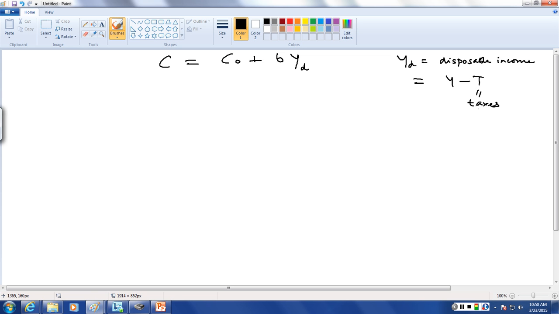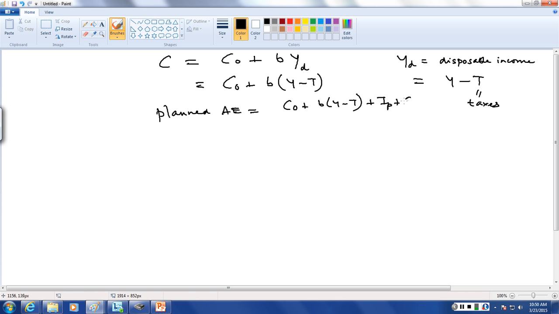What households spend depends on what they have left over, the income that they have left over after paying taxes. So if I write this out, I get C equal to C0 plus B times Y minus T. So that's my new consumption function. In that case, what is planned aggregate expenditure? Planned aggregate expenditure would be C plus IP plus G.